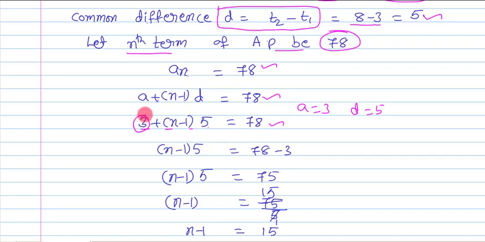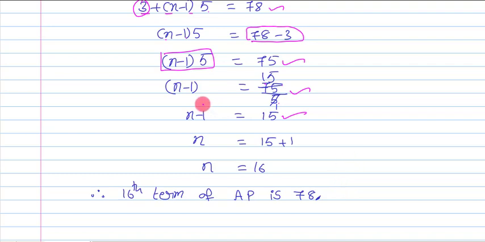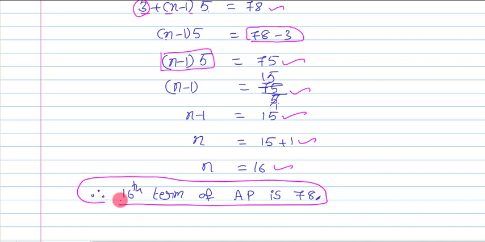And transposing this 3 to the other side, it becomes negative. So (n minus 1) into 5 is equal to 78 minus 3. From this, (n minus 1) into 5 is equal to 75. Then n minus 1 is equal to 75 by 5, which is equal to 15. Then n is equal to 16. Therefore, the 16th term of the AP is 78.